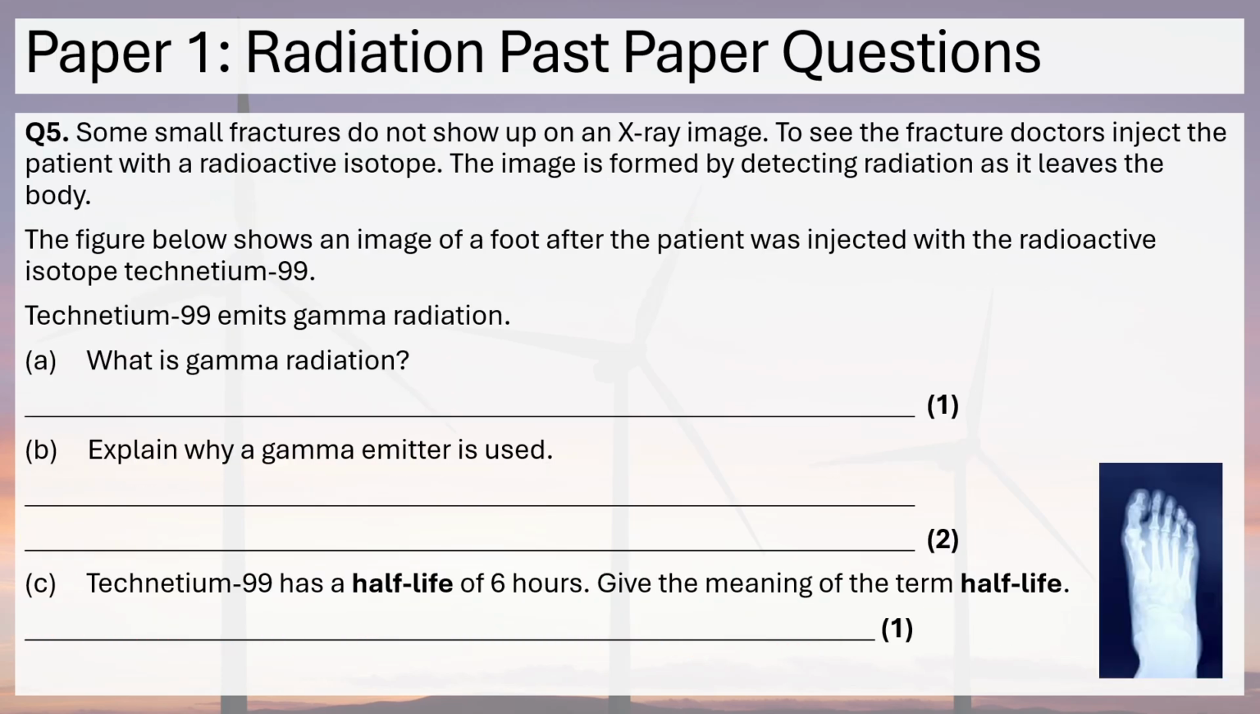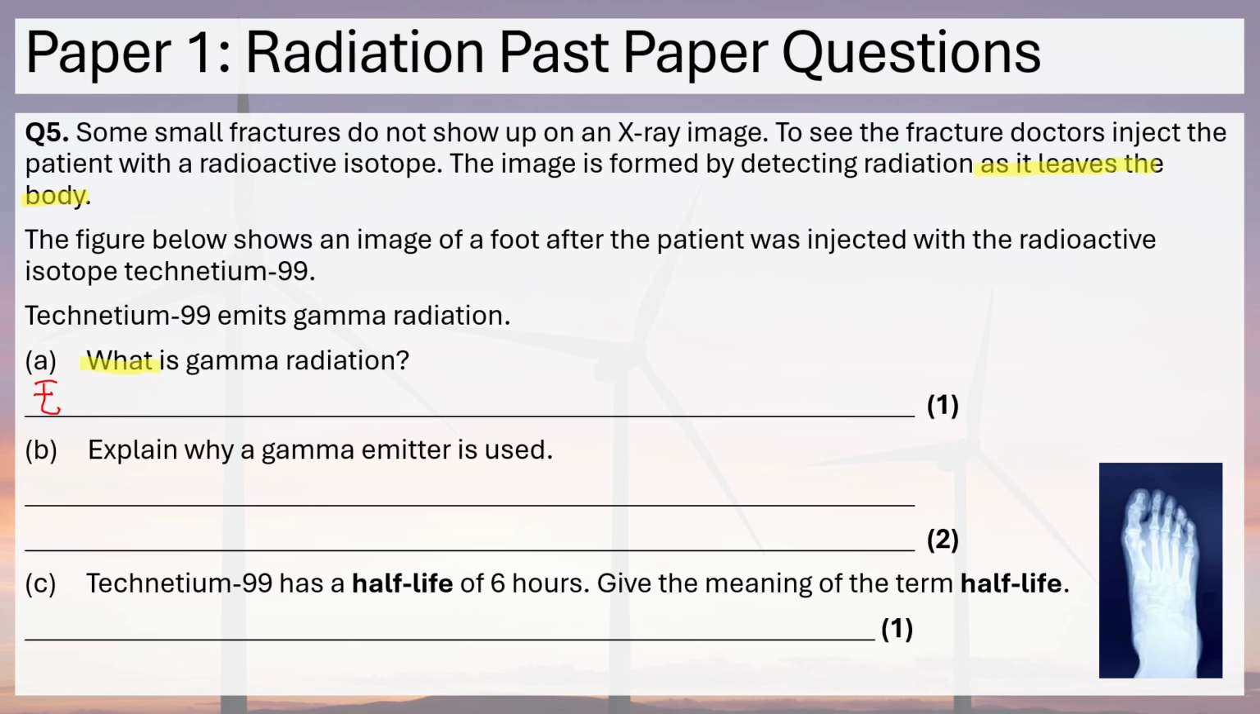Question 5. Some small fractures do not show up on an X-ray image. To see the fracture, doctors inject the body with a radioactive isotope. The image is formed by detecting radiation as it leaves the body. The figure below shows the image of a foot after the patient was injected with the radioactive isotope technetium-99. You've got that on the bottom right there. Technetium-99 emits gamma radiation. What is gamma radiation? So a nice easy knowledge question, but it is higher tier. They're going to want a little bit more detail.